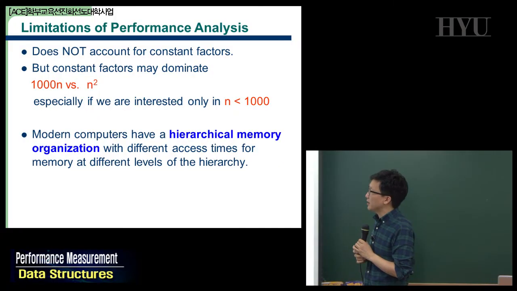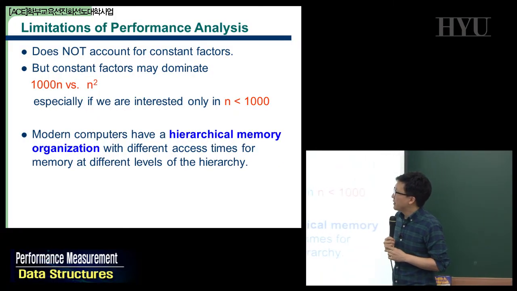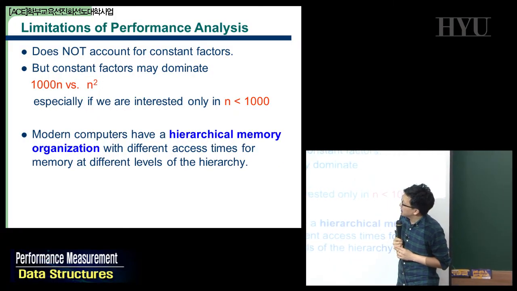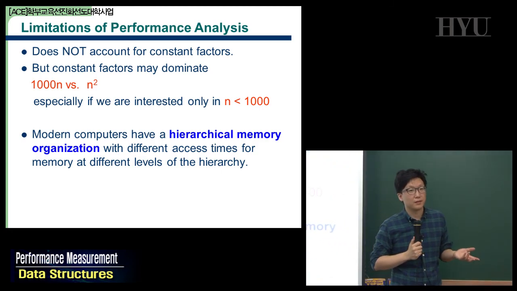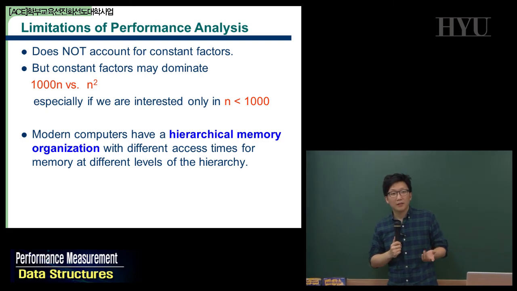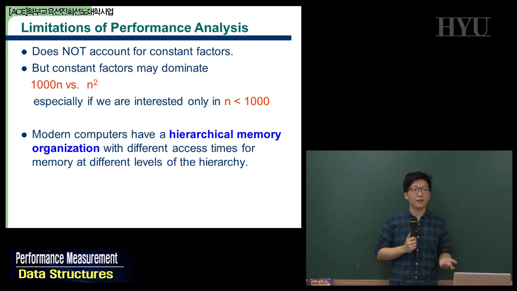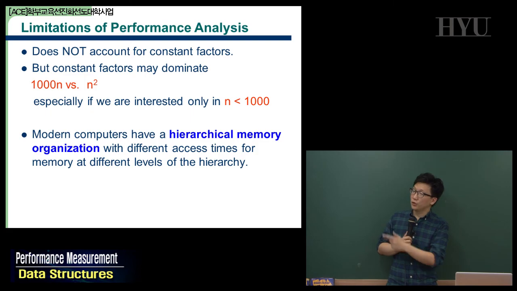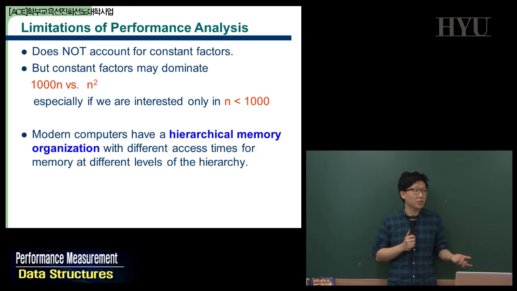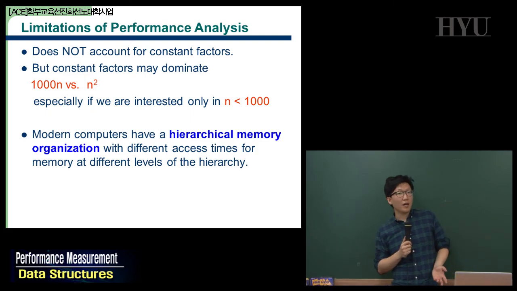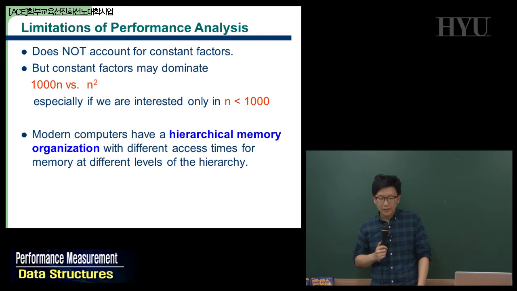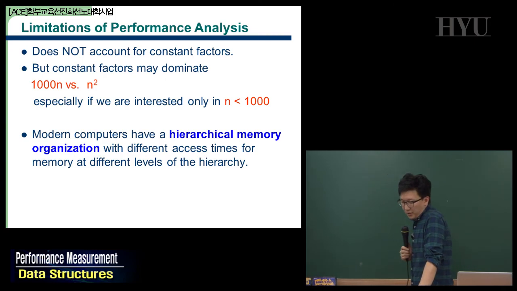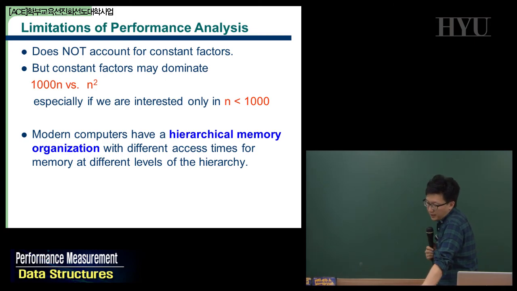Like these ones, the constant factors may dominate, 1,000 n versus n square. I mean, 1,000 n is still order n, but when you actually try to do this, 1,000 n would take much longer time than n square within the boundary of certain numbers. Especially if we're interested only in n less than 1,000.